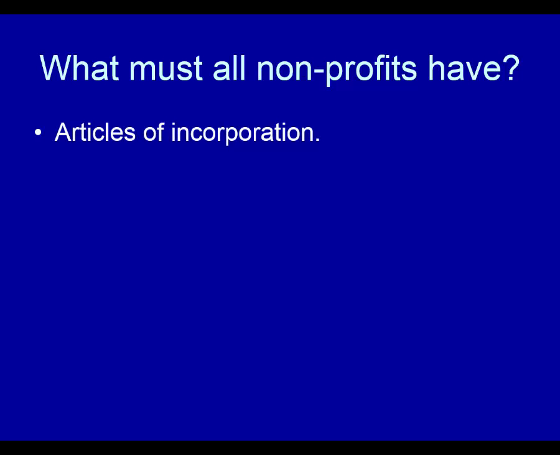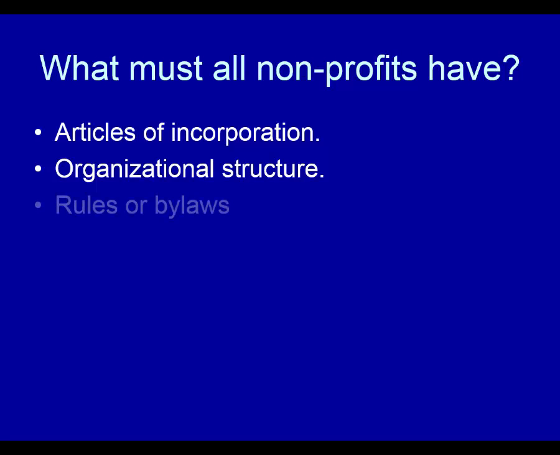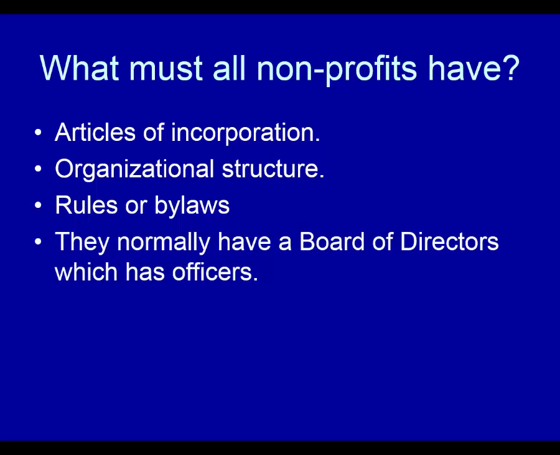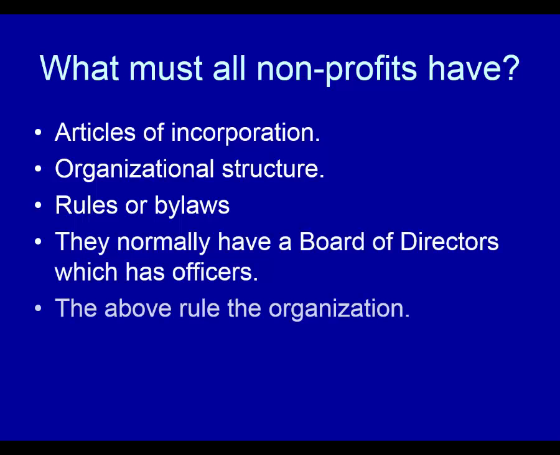So one question is, what must all nonprofits have? One of the things that they must have is articles of incorporation, which lays out a number of things about the legal aspects of the organization. It has an organizational structure. Typically, of course, you have an executive at the top of the structure, then maybe supervisors, then staff members of various kinds under supervisors, and so forth. It has rules or bylaws that govern certain aspects of who can do what, when, and so forth. They normally have a board of directors, which has officers, and the above rule the organization legally.